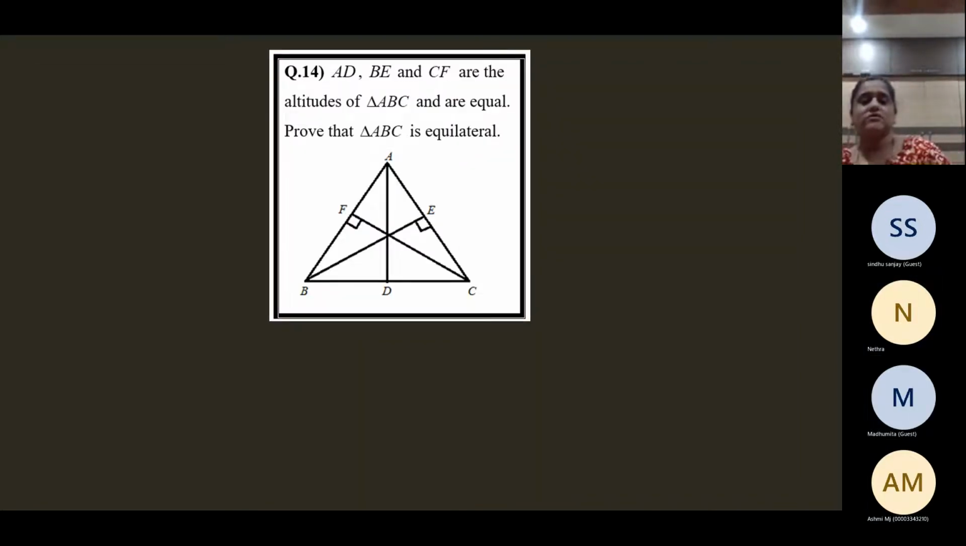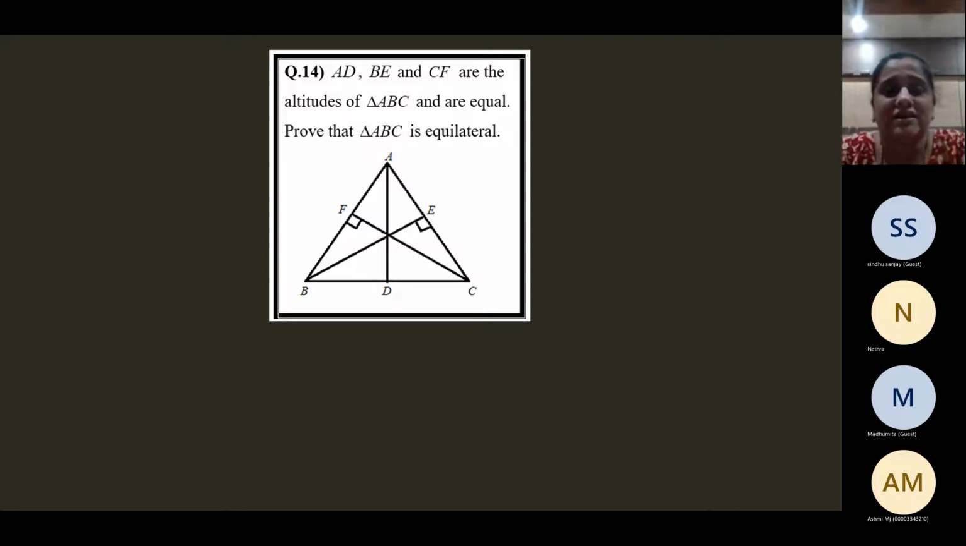All right. So here, AD, BE, and CF are altitudes of triangle ABC and are equal. So the given triangle ABC is just a triangle, meaning we do not know the nature of the triangle, whether it is isosceles, equilateral, or scalene. We don't know. We are given that the altitudes are equal.